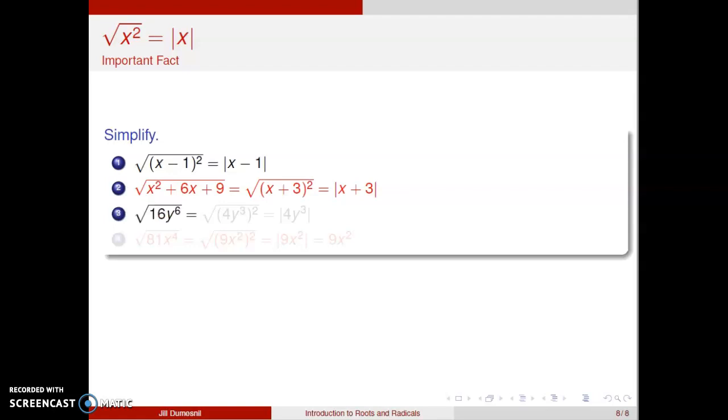To simplify the square root of 16y to the sixth, we again rewrite the radicand as a perfect square. We need to use the absolute value of 4y cubed because we don't know the sign of y cubed. Similarly, to simplify the square root of 81x to the fourth, we rewrite the radicand as a perfect square. This time, we do know that 9x squared is non-negative, so we can drop the absolute value in the final answer.